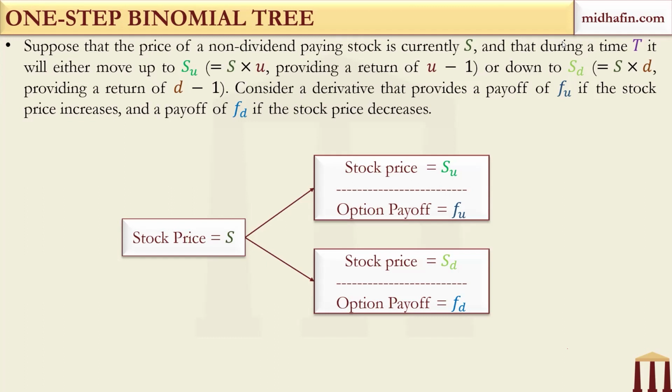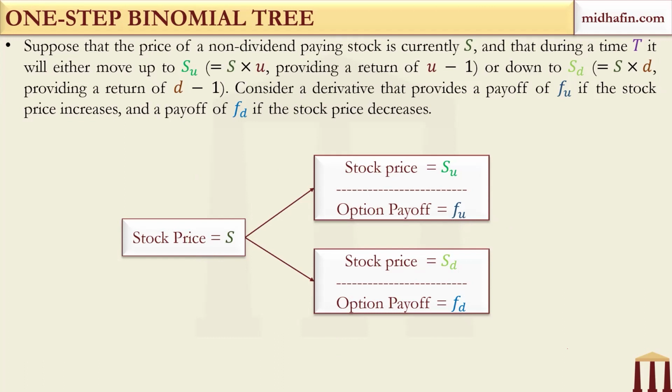Okay. So this is the scenario here. Now let's make it more simplified. We are interested in the derivative only, right? That means FU, FD, and what is the value of this derivative today? I know the value of the derivative at maturity, at time T. That is, it is either FU or FD. Now let's take a very simple assumption that there are 2 outcomes.